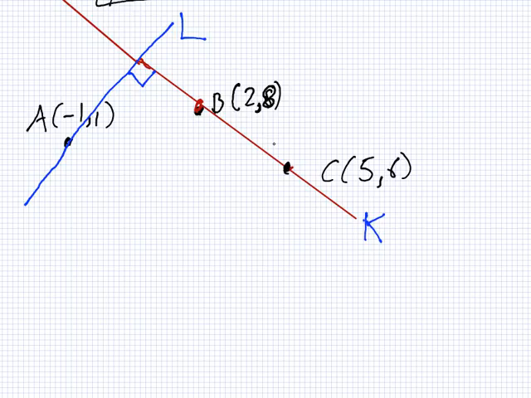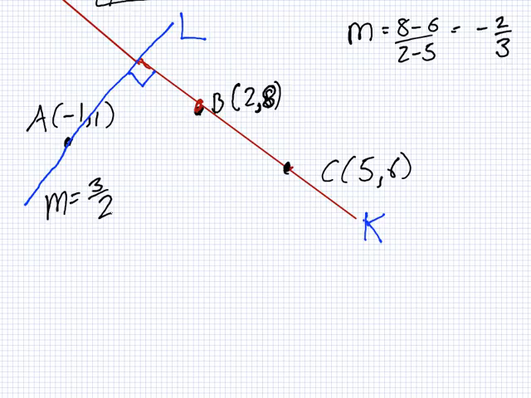Okay. This one is finished or nearly? Nearly. Yeah. Finished, yeah. Okay. So it's nearly the same, except there's one extra step. After we calculate the m, we have to change it because it's perpendicular. So m here will be 8 minus 6 over 2 minus 5. What's that? Minus 2 over 3. So for this line, it's 3 over 2.